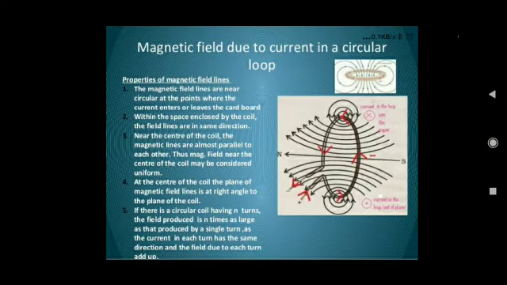Second is magnetic field due to current in a circular loop. In our previous video, we discussed when current is flowing in a straight conductor. So you have learned that the magnetic field lines represent themselves in concentric circles. Now we are discussing the magnetic field due to current in a circular coil.